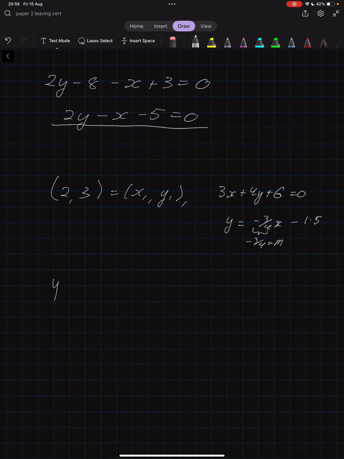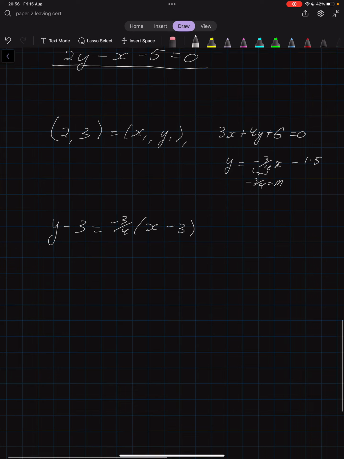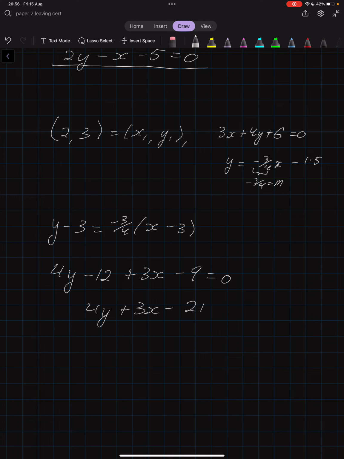Then I just plug it back into the equation. It's y minus y1, so y minus 3 equals m, which is minus 3 over 4, into x minus 3. Multiply everything by 4 and bring it over. Get 4y minus 12 plus 3x minus 9 equals 0. So you get 4y plus 3x minus 21 equals 0.